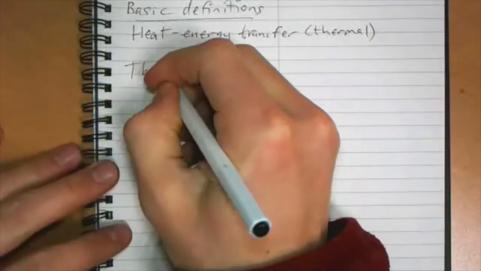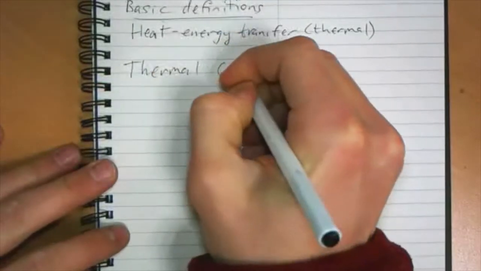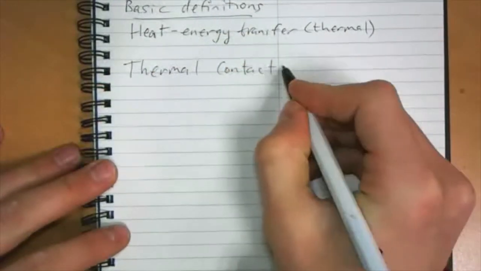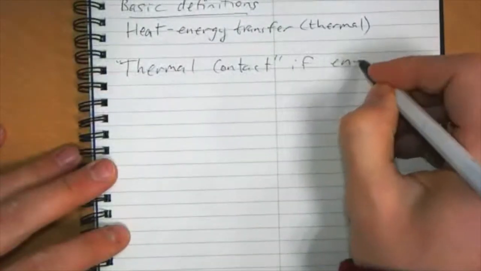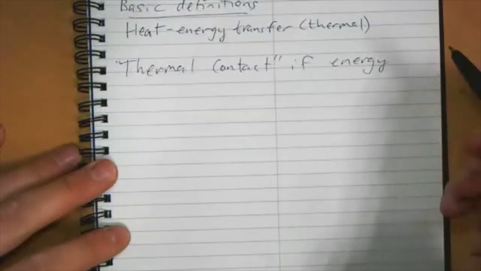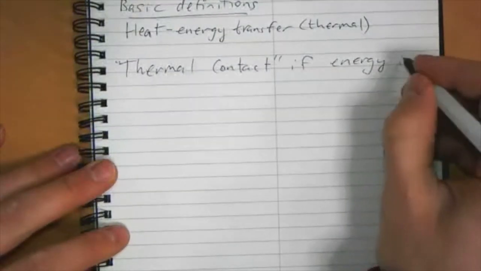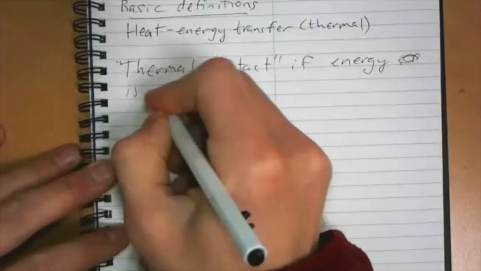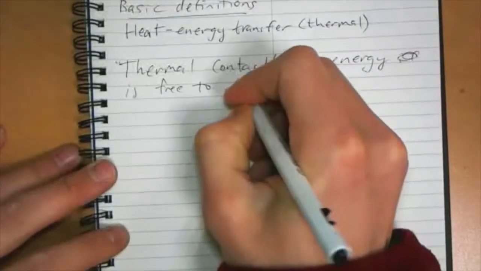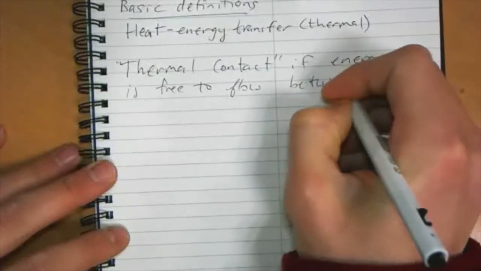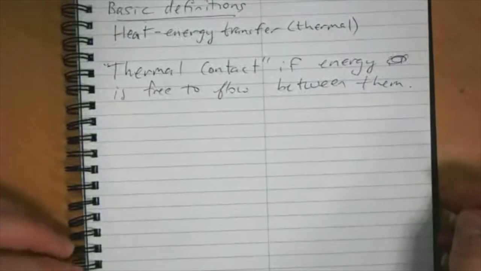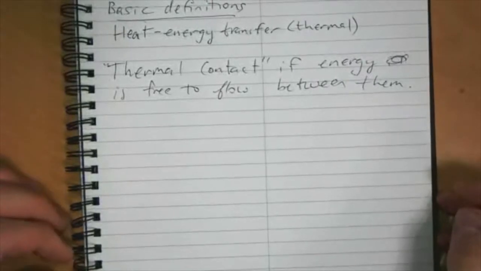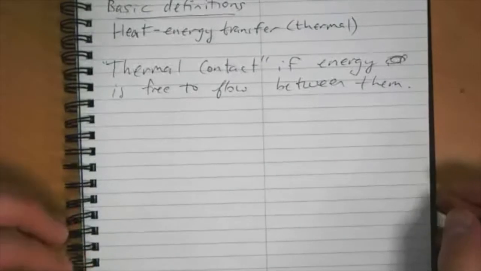Two objects are in thermal contact if energy flows between them, or energy is free to flow between them, I should say. Mostly, for the most part, that means that they're touching, basically. But they don't necessarily have to be touching to be in thermal contact.